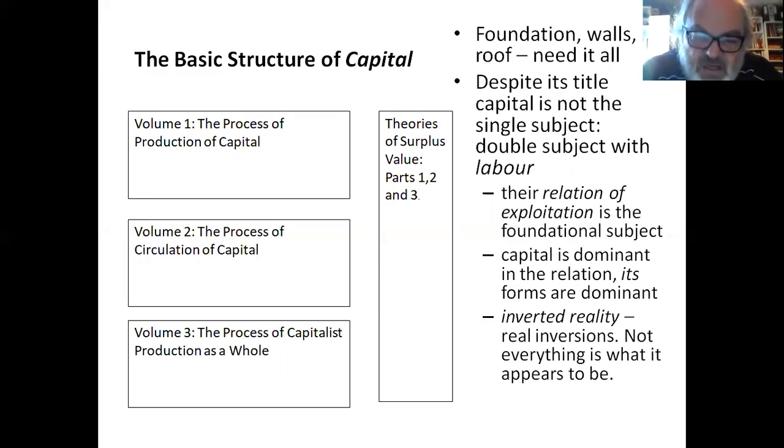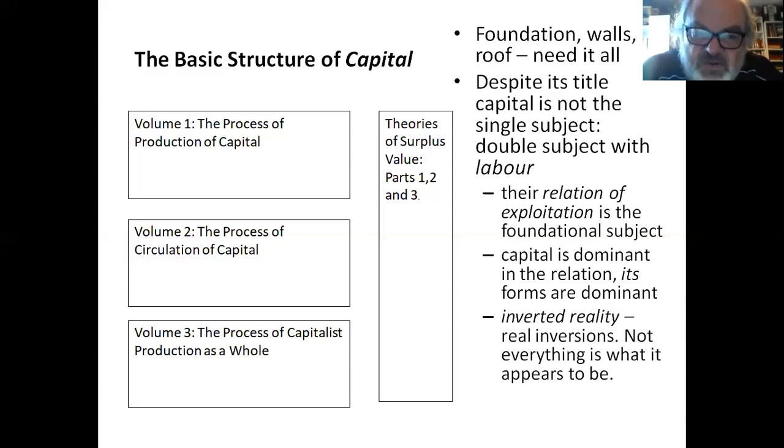Volume 3 was much more fragmented and incomplete, and so it took Engels about 10 years to actually publish volume 3. And what you find is a lot of debate about the incompleteness of volume 3, which we will come to sooner or later.